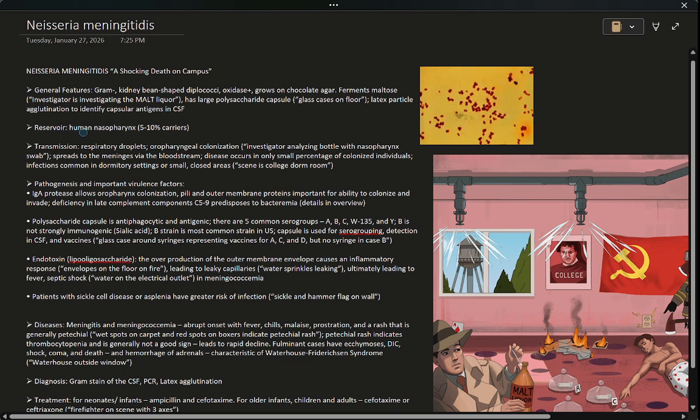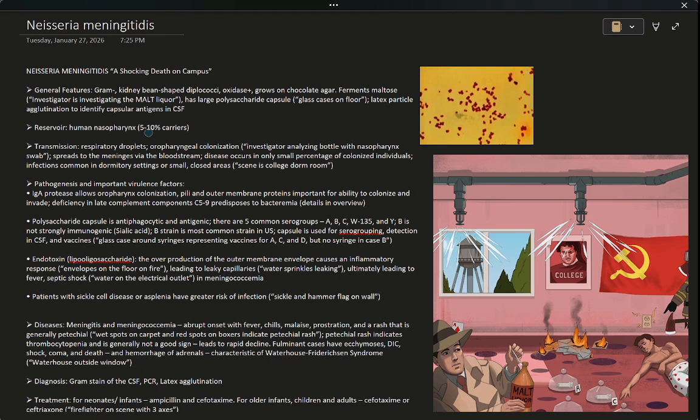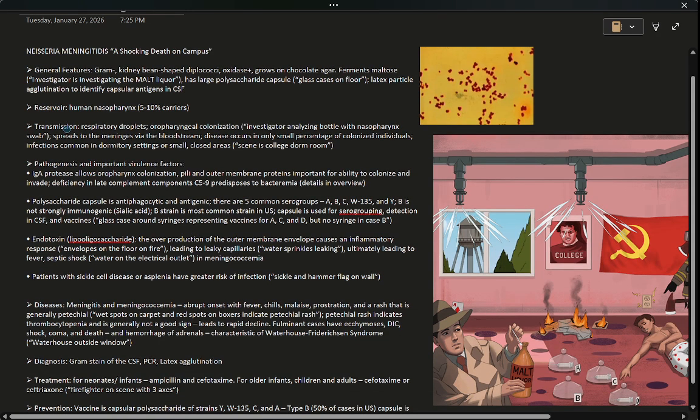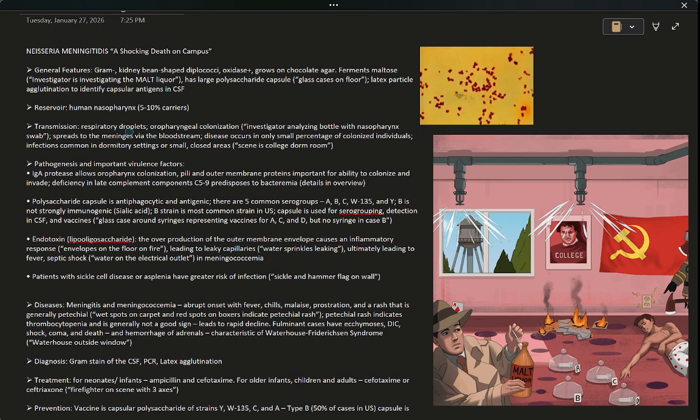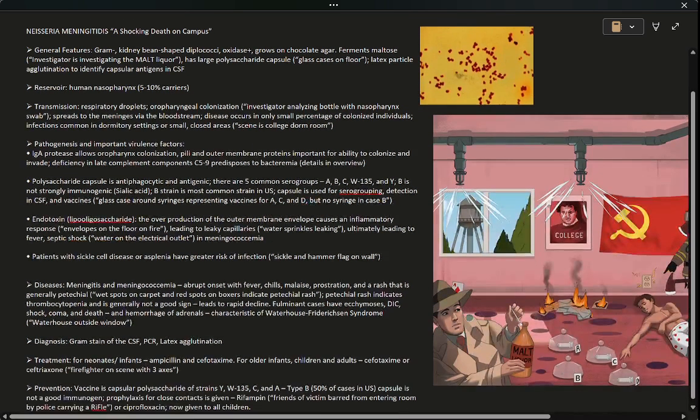So for reservoir, it is typically found in the human nasopharynx, where 5 to 10% of humans in general can be carriers of this bacteria. And then for transmission, it is going to occur through the respiratory droplets. It can also colonize in the oral pharynx. And to remember this, think about the investigator analyzing the bottle with the nasopharynx swab. So it's investigating the bottle with the nasopharynx swab.